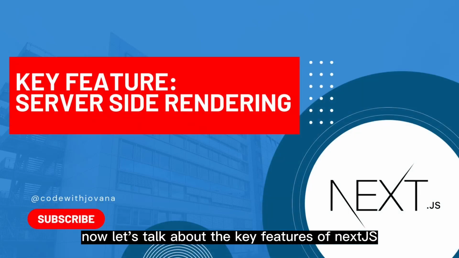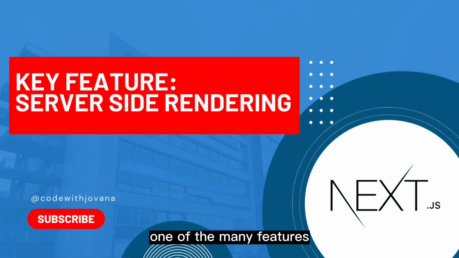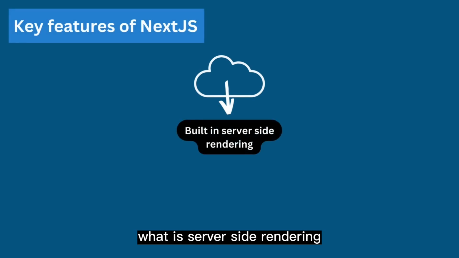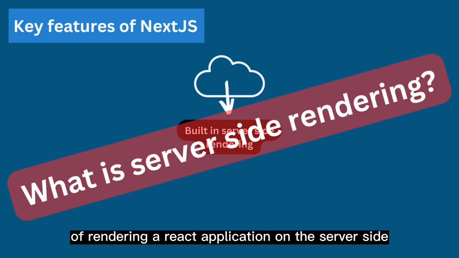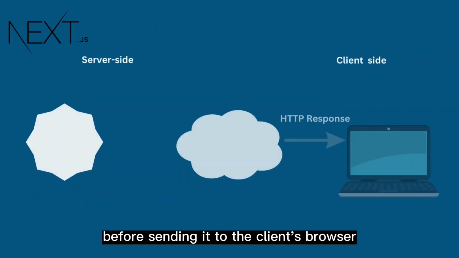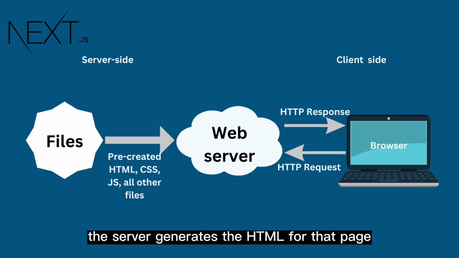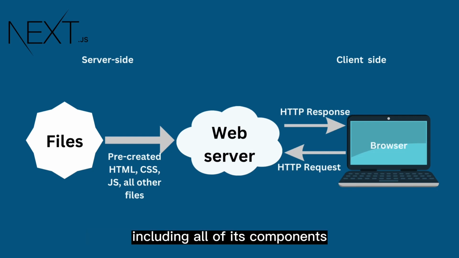Now let's talk about the key features of NextJS. One of the many features is the built-in server-side rendering. What is server-side rendering? Server-side rendering is the process of rendering a React application on the server side before sending it to the client's browser. In other words, when a user requests a page, the server generates the HTML for that page, including all of its components, and sends it to the client's browser, where it is displayed.